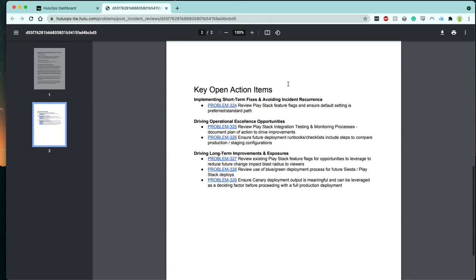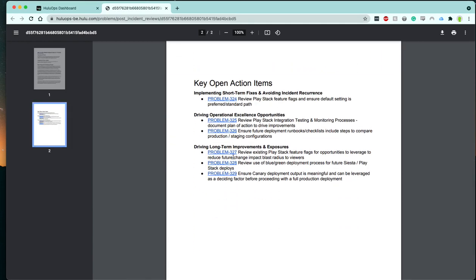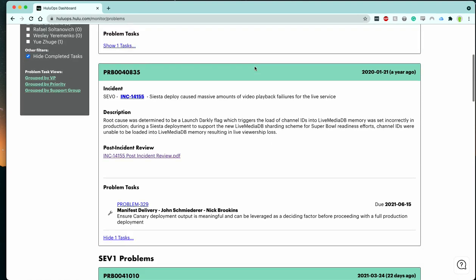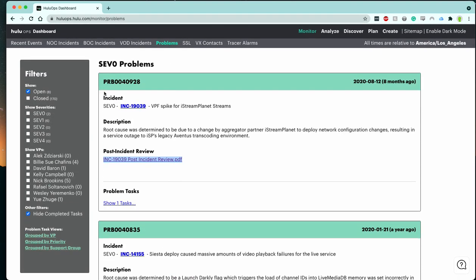So these are the key open action items, and in this particular case, there are 6 outstanding issues of possibilities of improvement. And again, we publish that out to the entire organization. Anyone can access this page. Anyone can read about the post-incident review. It's a level of transparency that we want to encourage so that other people can read about failure, do some incident analysis, and look for the gaps in what they're doing.